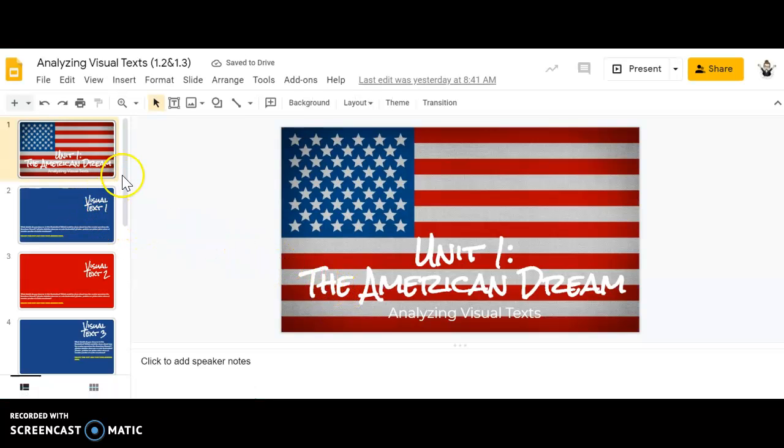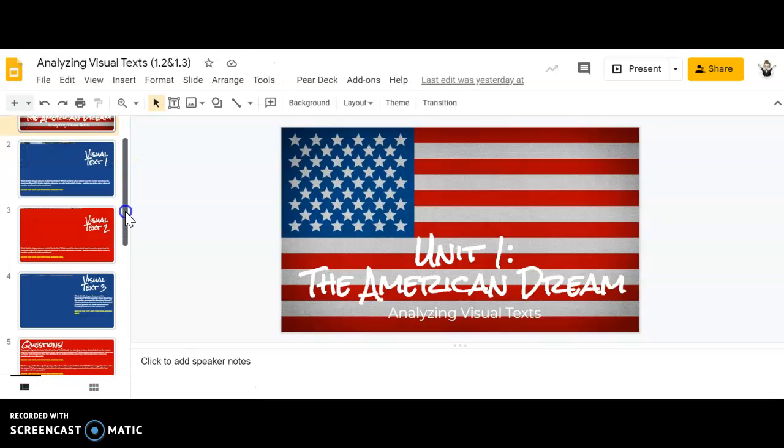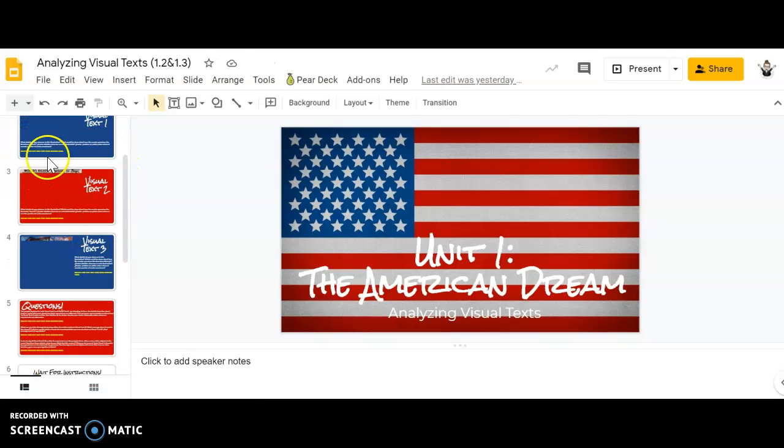On the first day that we dealt with these slides, we handled these first 4 slides. So answering the questions on each of the visual texts themselves, and then the 3 questions here that ask you to compare them.